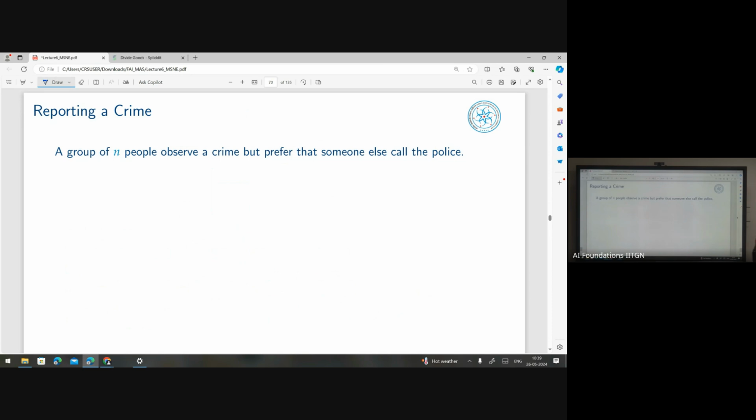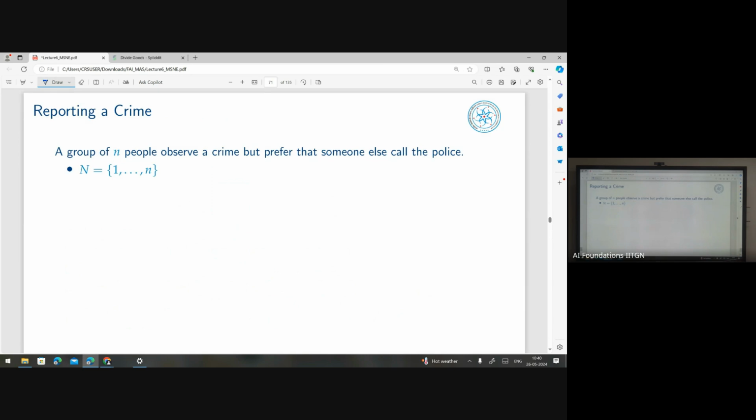In this example, the utility is defined such that the outcome is not very nice. The idea is that all of these people prefer that someone else calls the police because it's a crime scene. Nobody wants to get into the thing. They want that someone should call the police, but they don't want it to be them. That's the idea.